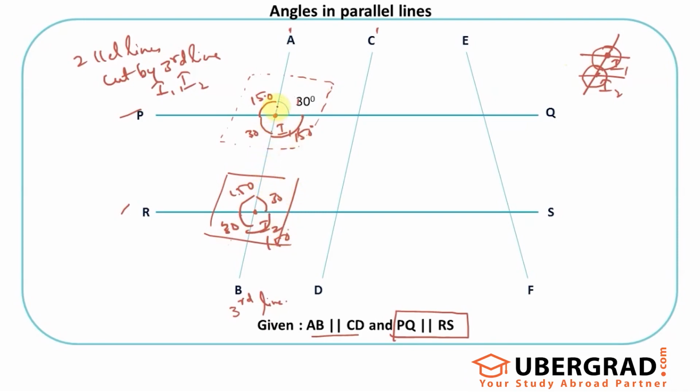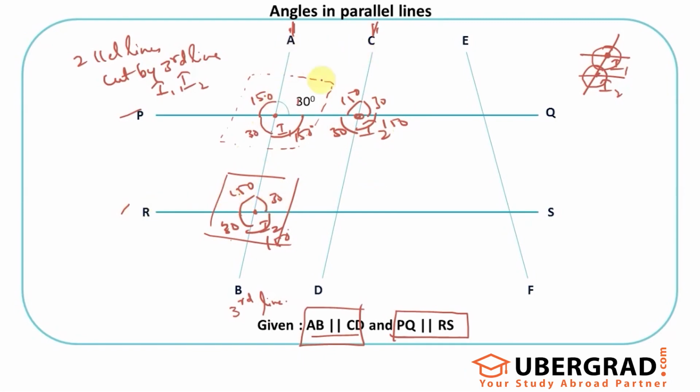Now, again, which are the two parallel lines I know? I know AB is parallel to CD. That is AB parallel to CD. The third line cutting is PQ. So if this is I1, this is my I2. So I just have to replicate this, copy and paste it here. So I'll get 150 here, 30 here, 150 here, and 30 here.